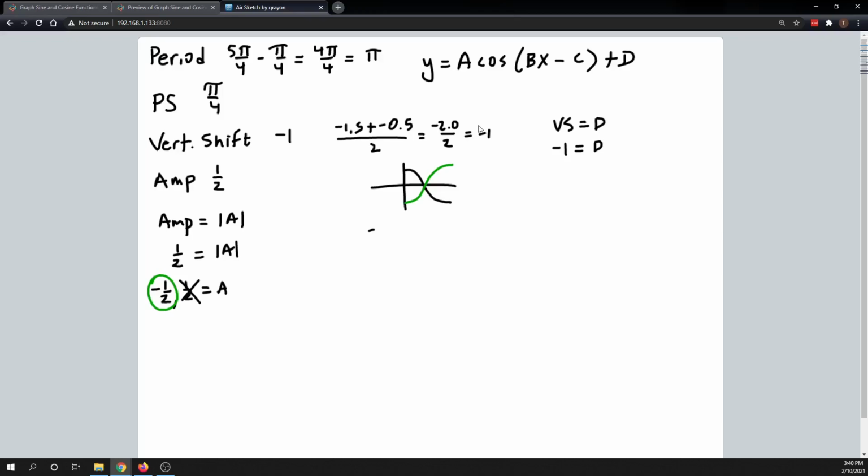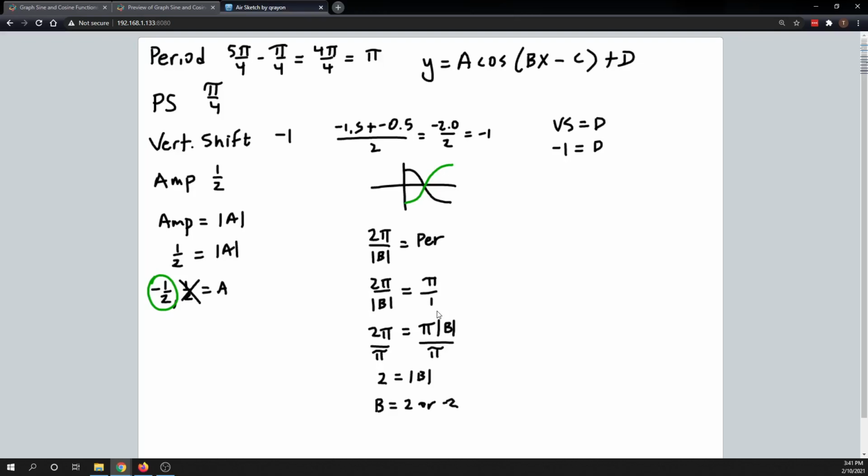So remember, the formula for the period is 2 pi over the absolute value of B. In this case, we got from the graph that the period is pi. So we know that the period is pi. You can write that as a fraction and then just cross multiply. What we want to do is solve for the absolute value of B. So cross multiplying here, we get 2 pi equals pi times the absolute value of B. And we can get the absolute value of B by itself by dividing both sides by pi. So you get the absolute value of B equals 2. So that means that B is equal to 2 or minus 2.